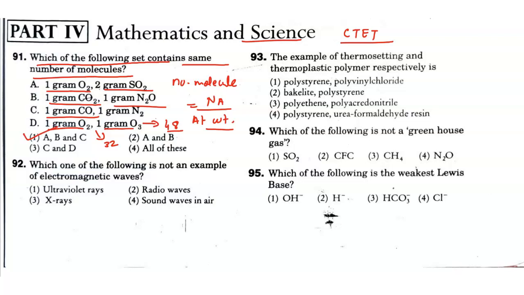Next: which of the following is not an example of electromagnetic wave? We have to find which is not an example of electromagnetic wave. We have the options ultraviolet rays, radio wave, X-ray and sound wave in the air. The correct answer is option 4. Sound wave is not an electromagnetic wave.